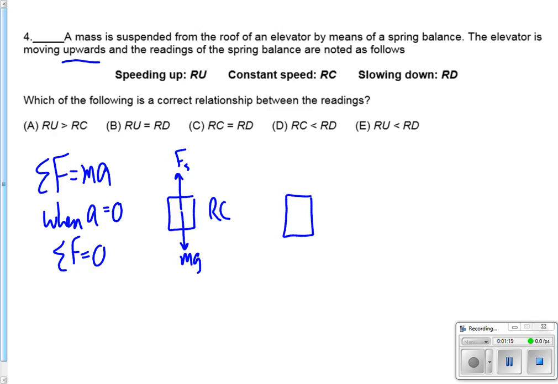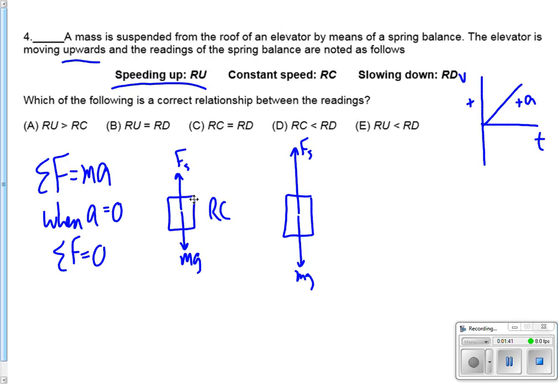When the object is speeding up while moving up, a little quick review, this quarter we'll have some kinematics. Moving up and speeding up, that's positive acceleration. So Newton's second law says positive acceleration means that the reading on the scale must be bigger than the weight. Calling that RU for whatever reason.